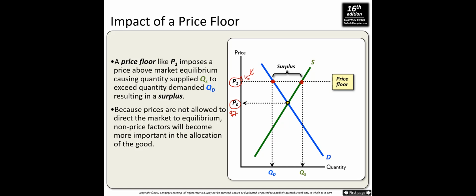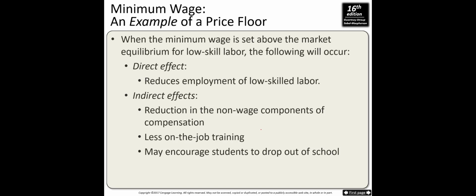Surplus means unemployment. Because prices are not allowed to direct the market to equilibrium, non-price factors will become more important in the allocation of the good. And remember that this much labor is going to be higher. And before it is this much at the equilibrium. That is the situation we say is not efficient. Why? Because you might have actually more laborers hired in the market compared to the price floor. So what are these non-price factors?